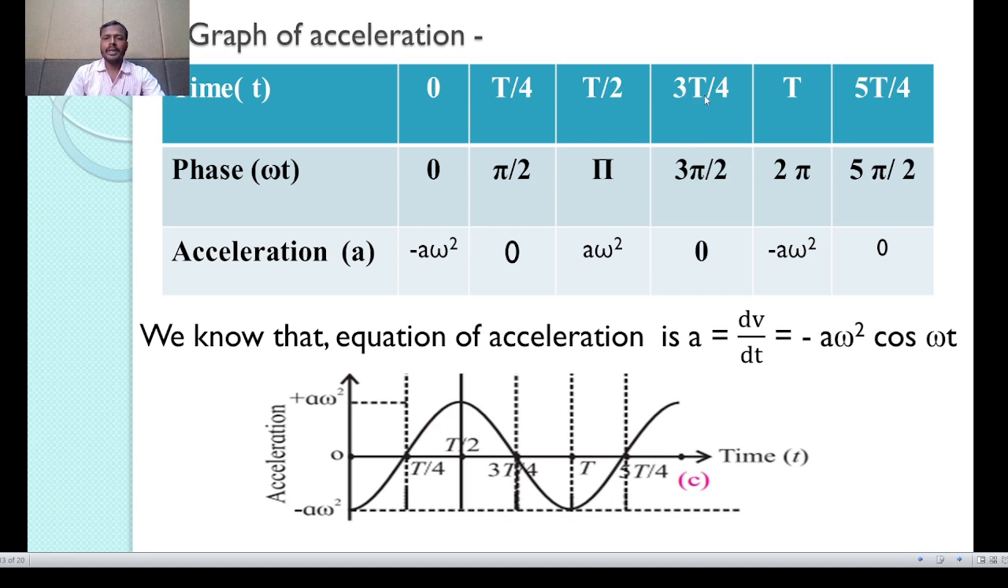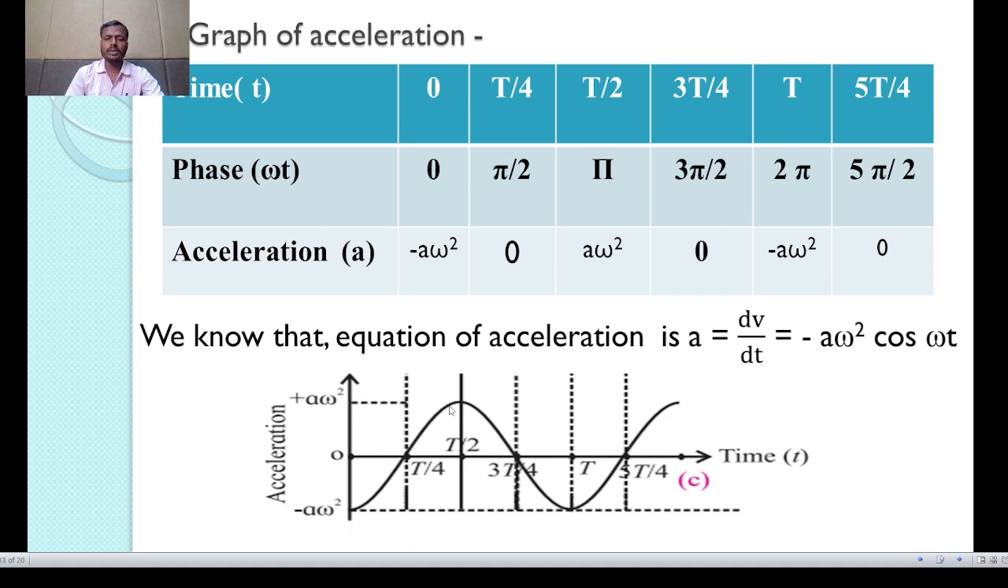When the time is 3T divided by 4, the phase becomes 3π divided by 2. We know that cos 3π divided by 2 is 0, 0 multiplied by minus Aω², 0. Therefore, acceleration becomes 0 when time is 3T divided by 4. The point is here. When the time is T, the phase becomes 2π. The acceleration becomes minus Aω². The minus Aω² point is here.